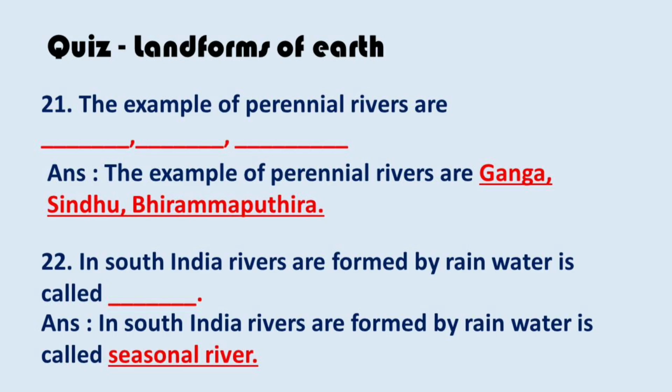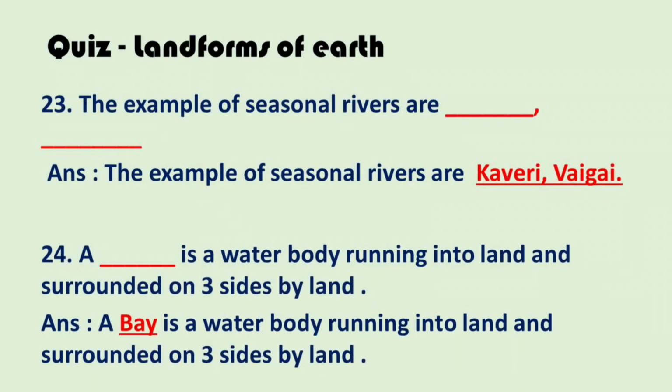22. In South India rivers are formed by rainwater is called dash. Answer is, in South India rivers are formed by rainwater is called seasonal river. 23. The example of seasonal rivers are dash, dash. Answer is, the example of seasonal rivers are Kaveri, Vagai.